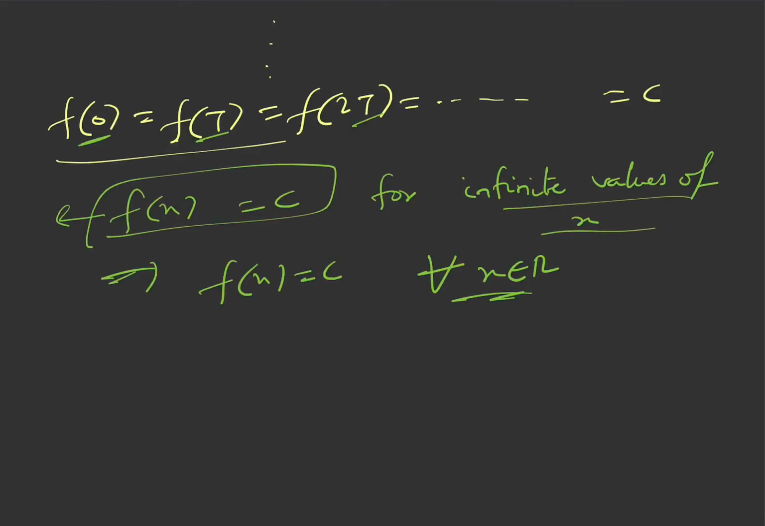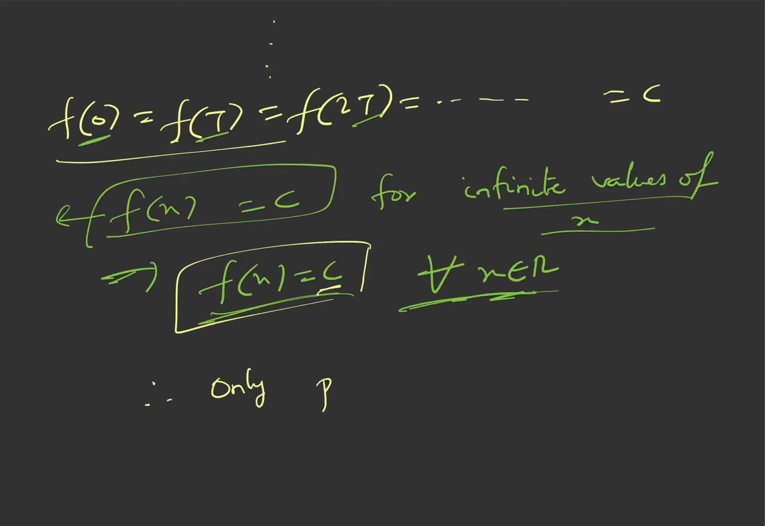Now here it is c for infinite values. So I can definitely say that this is equal to c for all x belongs to R. So finally we have that f of x is equal to c for all x belongs to R. It means the polynomial function has to be a constant function.